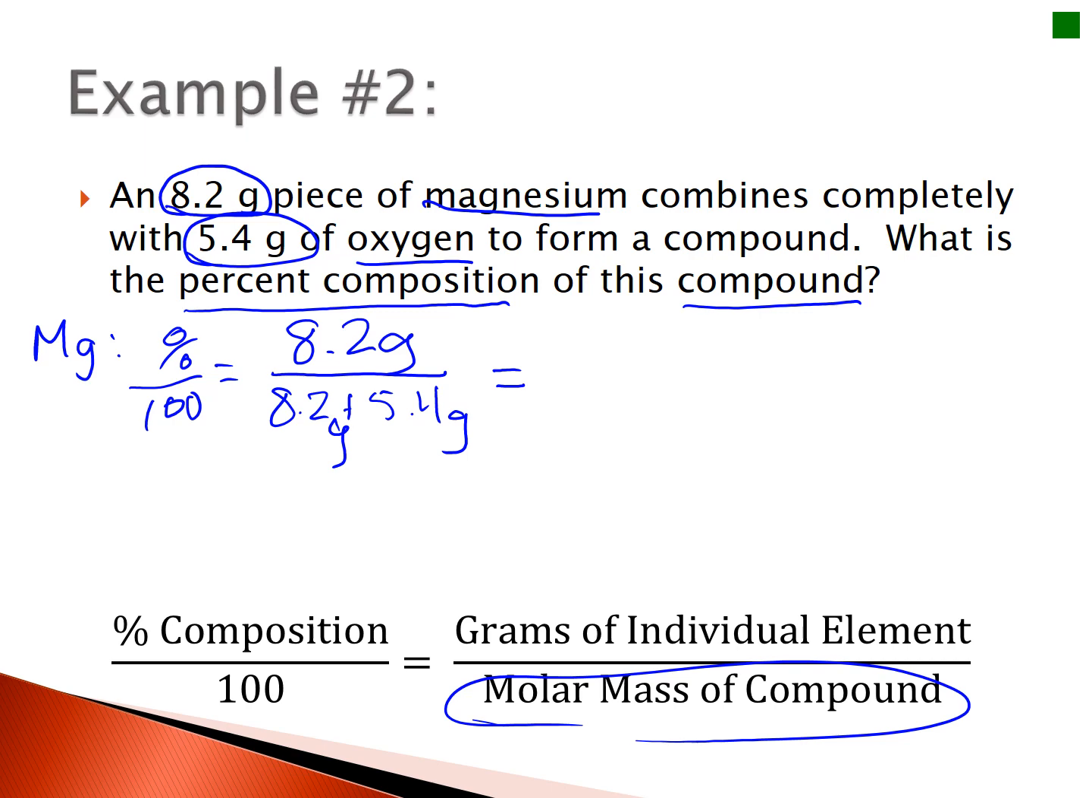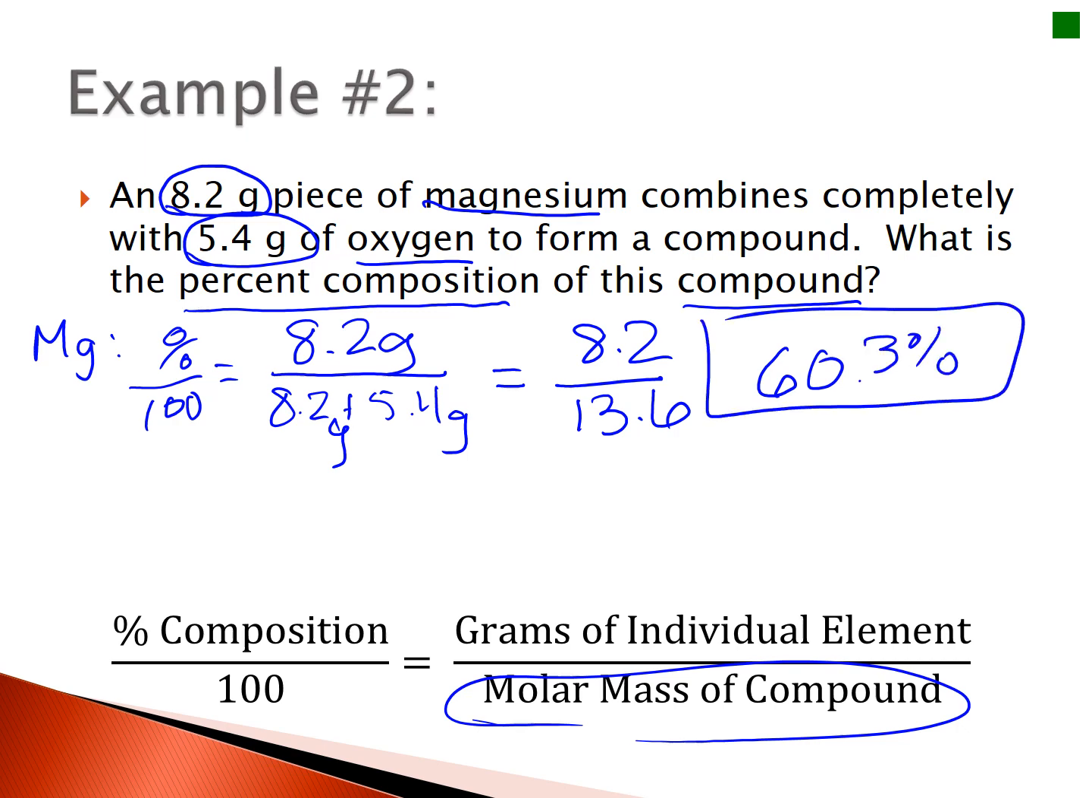So when I simplify this, I get 8.2 over 13.6, and that still equals my percent over 100. So when I multiply that out, I get 60.3%. One way you can solve then for the oxygen is you can do the exact same format.